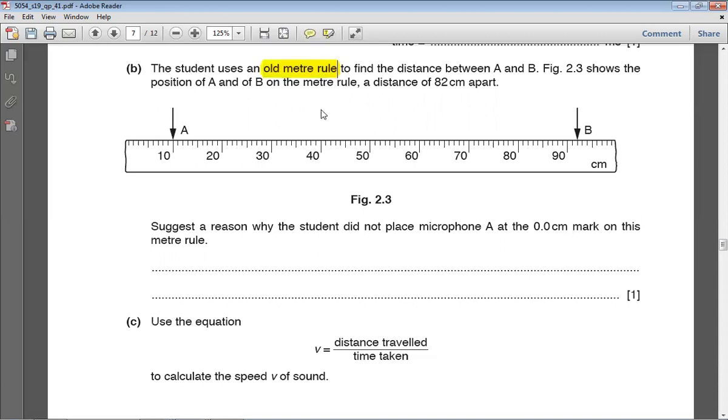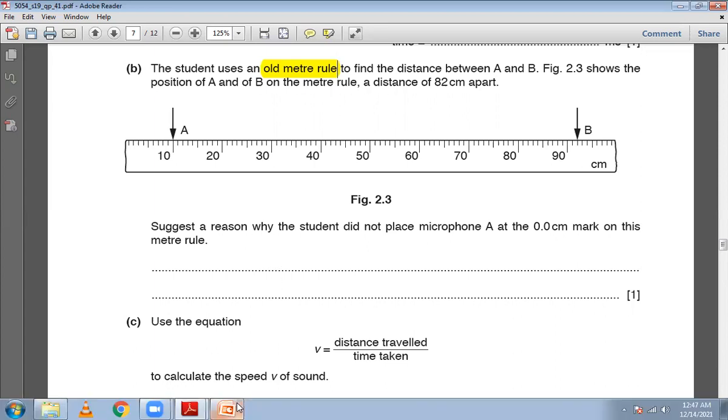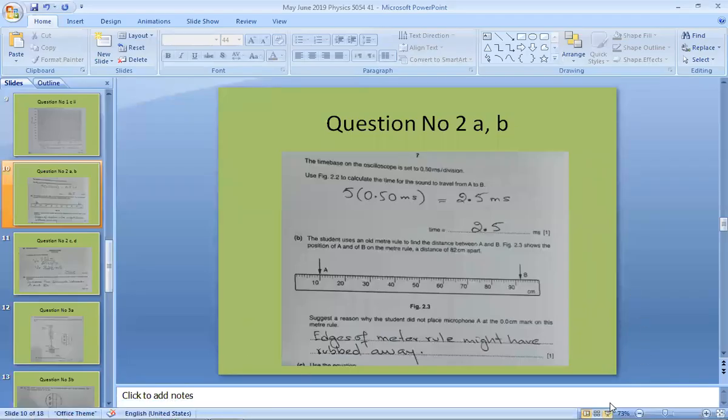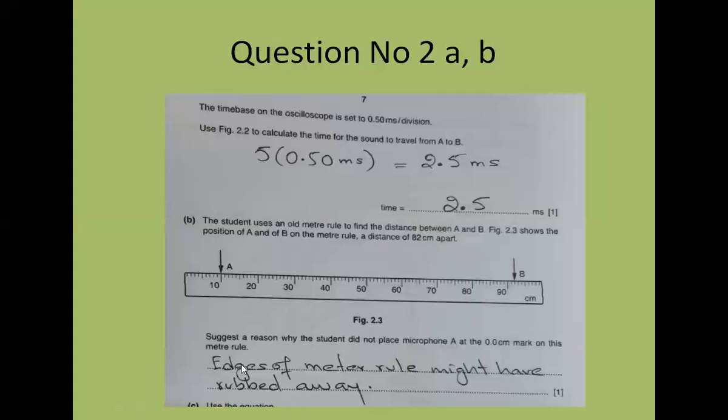rule. And normally in old meter rules, you see the edges, they are worn out. So instead of starting measuring from 0.0, he started from the 10 because the edges here, they are rubbed off with the weathering or by the use again and again, the edges are broken normally. So let me show you what I have written. Okay, so edges of the meter rule might have rubbed away. That's the answer.